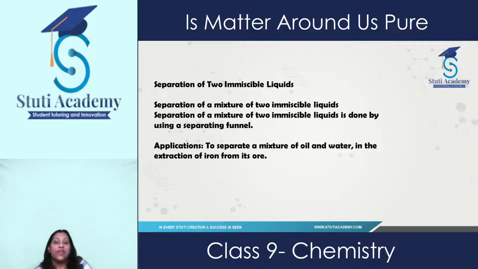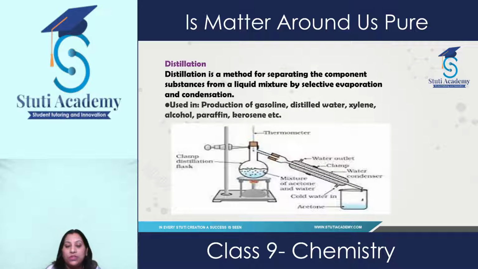Then if you want to separate two immiscible liquids, here immiscible means the liquids do not mix together, they form a separate boundary. This kind of mixture is known as a heterogeneous mixture. The best example of this kind of mixture is oil and water. Or we can use this separation for extracting iron from its ore also. So in this technique, we use distillation first of all.